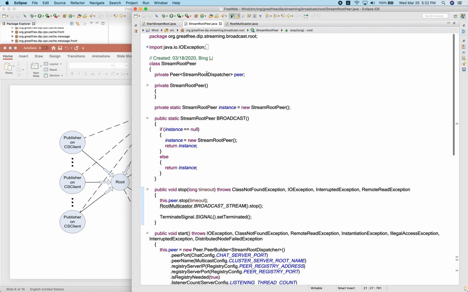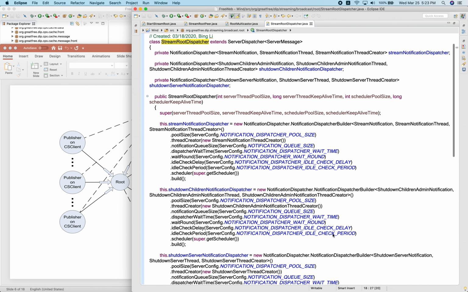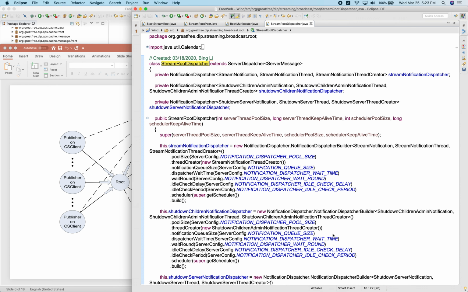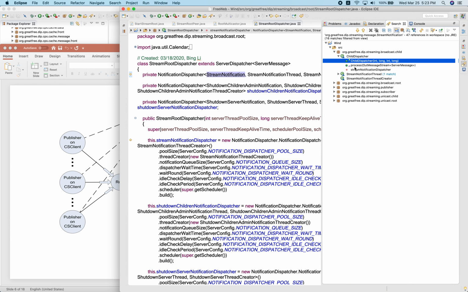Okay, let us take a look at this one. Dispatcher. Dispatcher is very important because it provides concurrency programming. The concurrency is supported by the dispatcher. Okay, let us take a look at the messages. The first one is streaming notification. What is stream notification? The stream notification is actually sent. Let us perform a search.